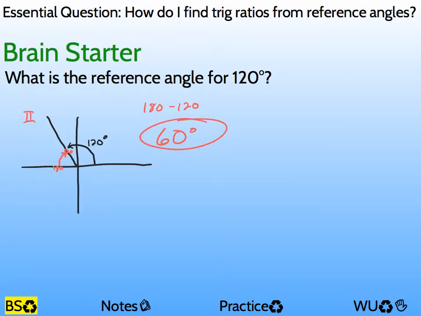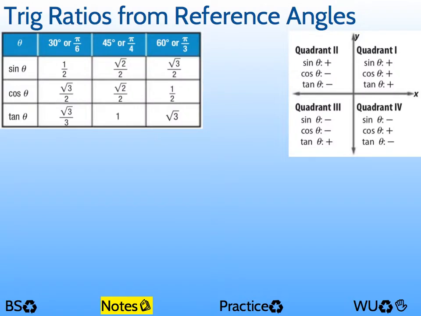Now today we're going to be using these reference angles to find exact values of trigonometric ratios. Every trig ratio has special values at reference angles like 30, 45, and 60. And let's focus in on sine right now. The first one, for 30 degrees, sine of 30, is just 1 over 2. Sine of 45 is radical 2 over 2. And sine of 60 is radical 3 over 2.